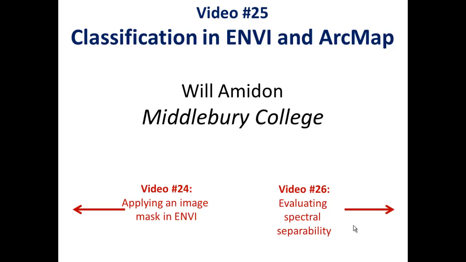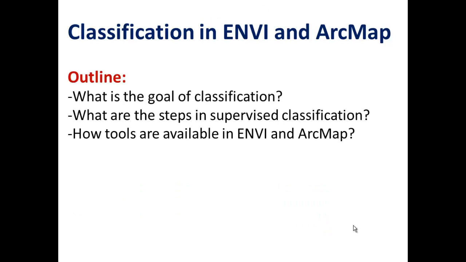Hi everybody, welcome to video number 25, Classification in ENVI and ArcMap. This is going to be the start of a series of videos where I show you how to undertake image classification. We're going to be using an image from Yellowstone National Park, which was collected after the wildfires of 1988. We're going to be trying to classify the fraction of land that was burned in wildfires in Yellowstone.